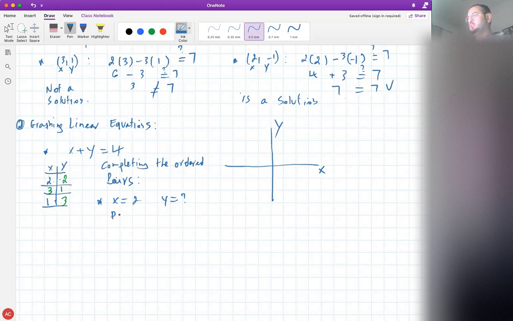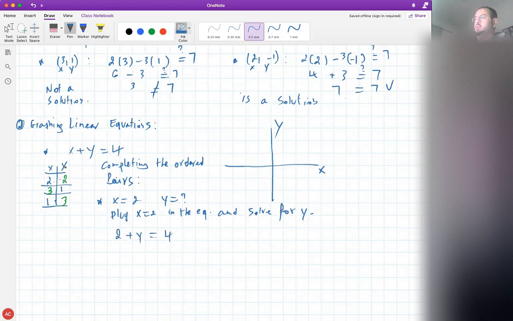So plug x in the equation and solve for y. Or if you have y, you would plug the y and solve for the x. So the equation will become, x, again, x is 2. I'm going to plug 2 here, plus y, which we don't know yet, equals 4. And we solve this very simple equation. We solve it for y to find y. Again, initially we don't know the y, so it's not there yet.